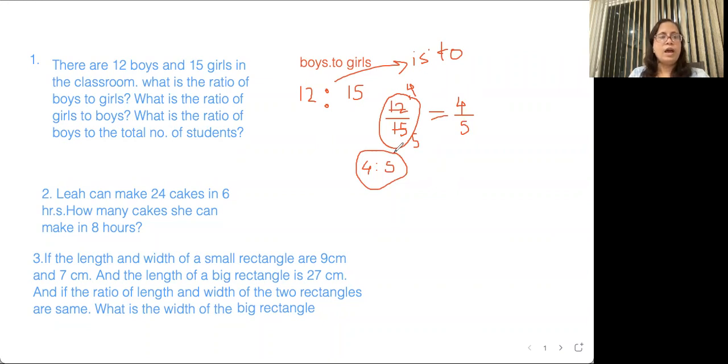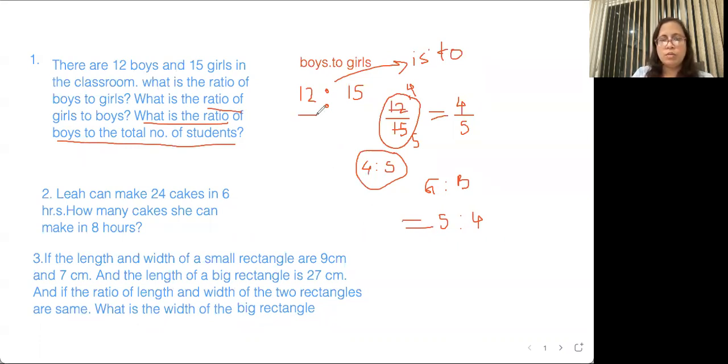Okay, if we are asked what is the ratio of girls to boys, you can just switch the places. So girls, I can write G, to boys, B, would be equal to 5 to 4, right? So that is our question number 2. Our next question is, what is the ratio of boys to the total number of students? First we have to find out what is the total number of students.